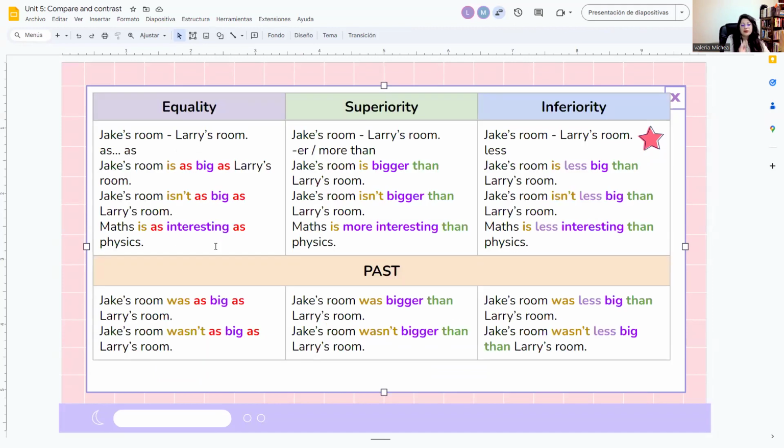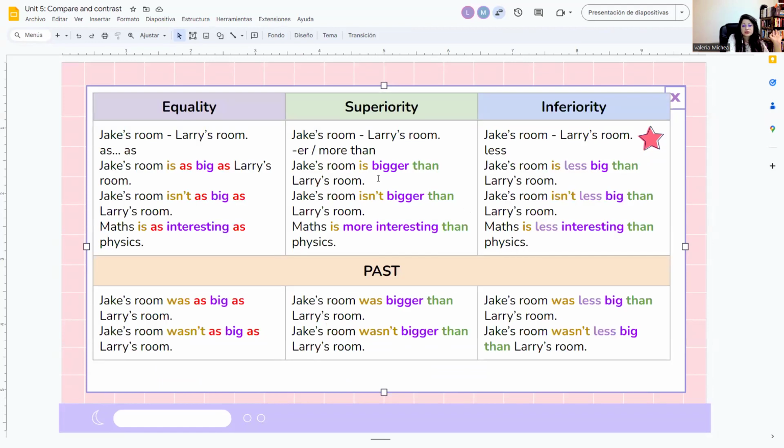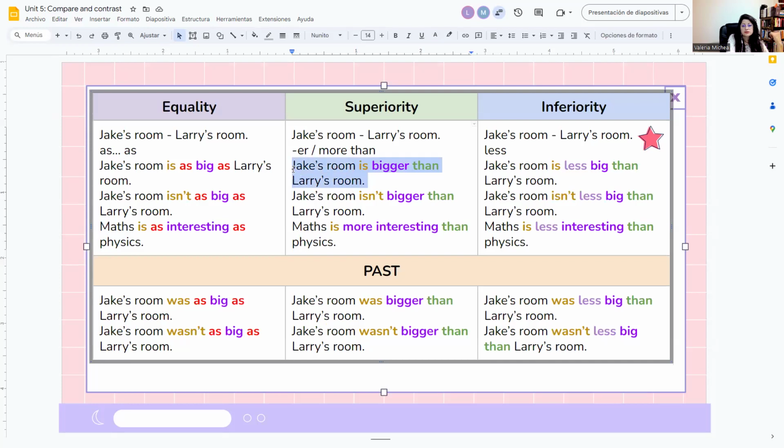Yeah, I was talking about different types of comparative sentences. We can make a comparative sentence of equality, superiority, and inferiority. In this slide, I was talking about superiority. Something is more something than another thing, right? So, for example, Jack's room is bigger than Larry's room. So it's bigger. Math is more interesting than physics. It's more something, right? It's superior, if you wish.